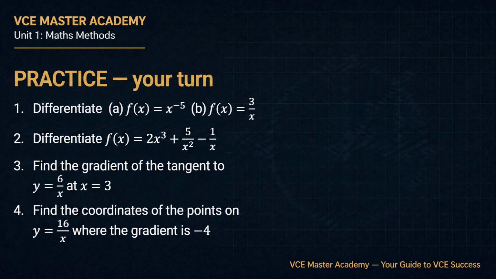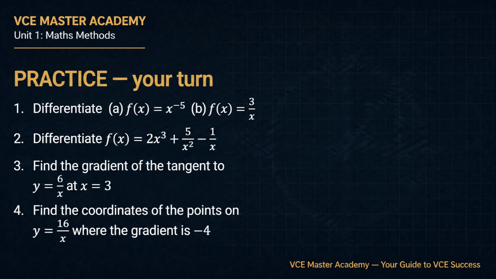Your turn. 4 questions, 1 per skill from today. Question 1. 2 single terms, 1 already in power form, 1 that needs rewriting first. Question 2. A mixed polynomial with upstairs and downstairs terms. Rewrite everything, then term by term, and watch those signs. Question 3. A tangent gradient. Rewrite, differentiate, substitute, and simplify the final fraction. And question 4. The ATAR one.